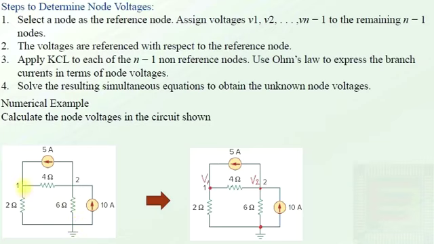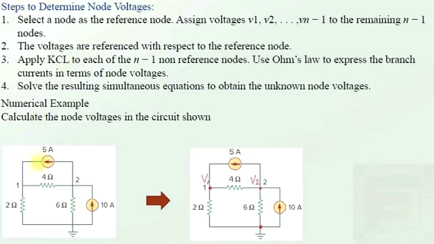That means the potential of this point, say node 1, will be V1 with respect to this node. Similarly, the potential of this point, that is the potential of node 2, that is V2, is measured with respect to this reference node.